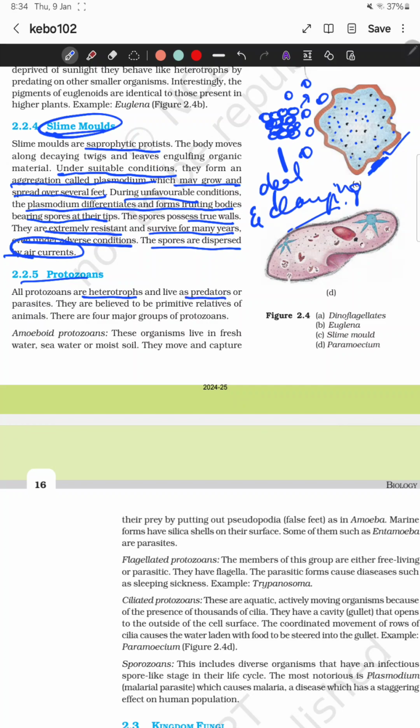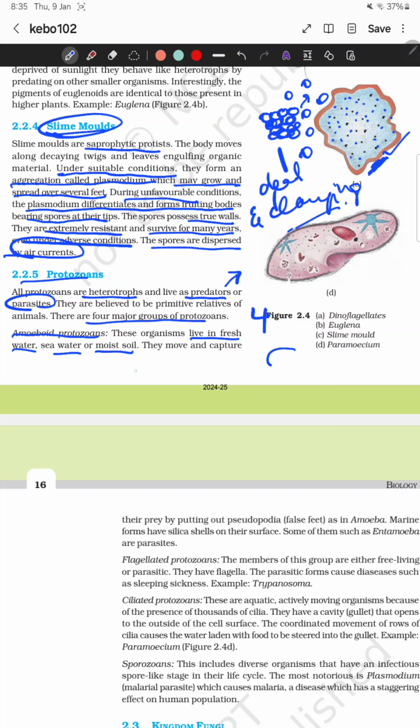They can live as a predator or a parasite. Predator means it depends on other organisms like prey, which means the prey may be killed, whereas a parasite depends upon the other organism and may or may not kill it, but predators do kill the other organism. Here there are four categories: amoeboid protozoa. Amoeboid, as the name itself says, lives in fresh water, seawater and moist soil.